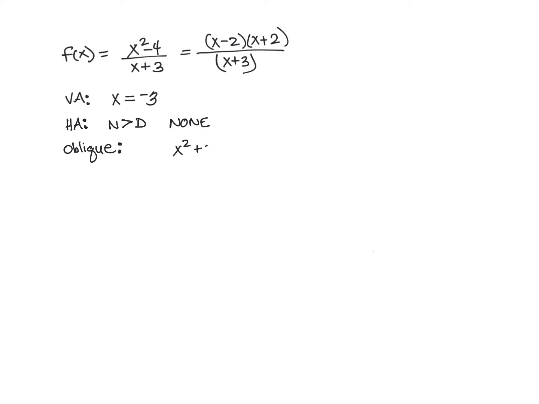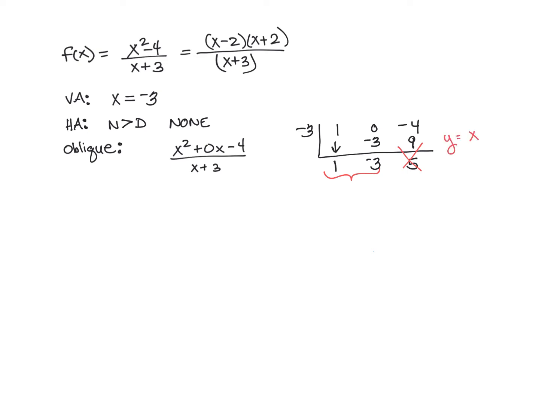So I'm going to think of this as x squared plus 0x minus 4 over x plus 3 and actually do this division. So I'm going to put a negative 3 out front since we're dividing by x plus 3. I'm going to bring my 1 down. Negative 3 times 1 is negative 3. Add. This will give me 9 for a remainder of 5. So unlike with polynomials, I don't care that this is not a 0. This is in fact my oblique asymptote, y equals x minus 3.